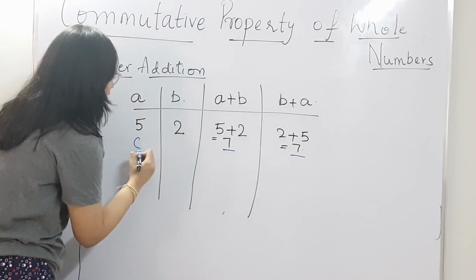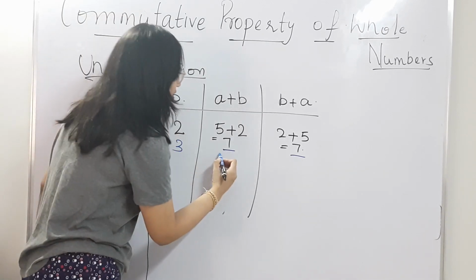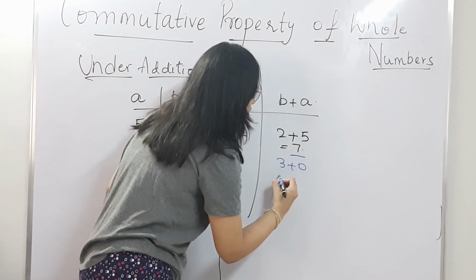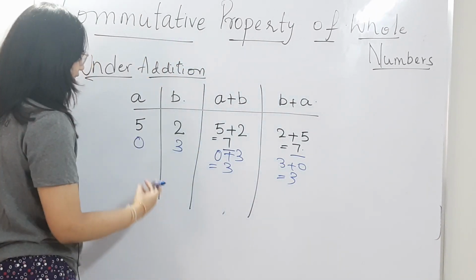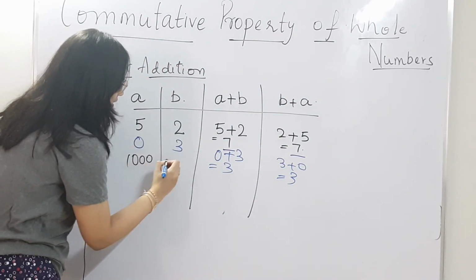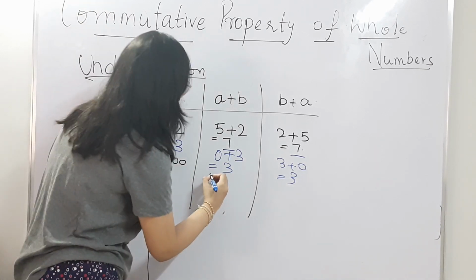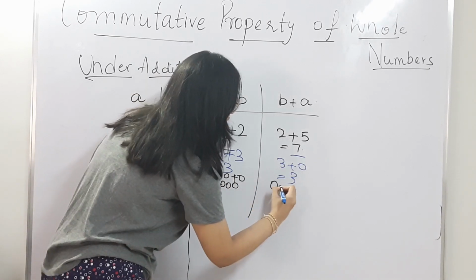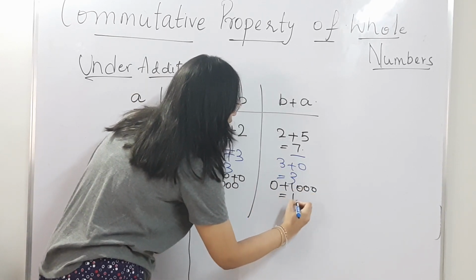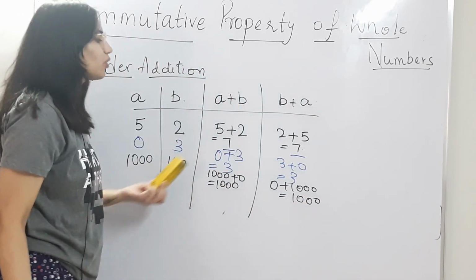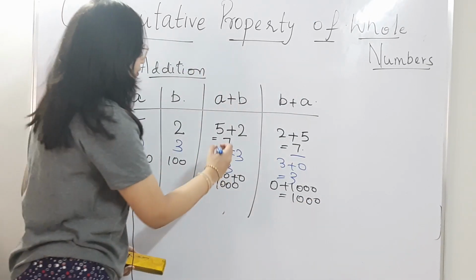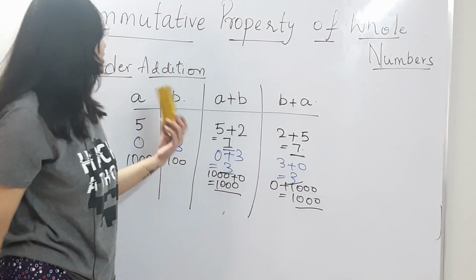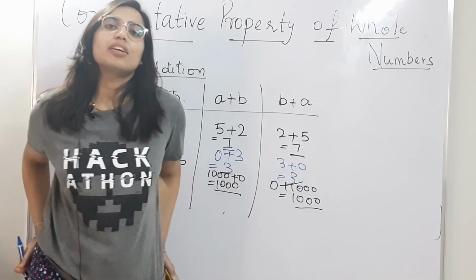Let's take 0 and 3. If we add 0 plus 3, we get 3. If we add 3 plus 0 also, we get 3. Right. Let's take one more example, 1000 and 0. If we add 1000 plus 0, we get 1000 only, right? If we add 0 plus 1000, we get 1000 only. So no matter what the order of the elements is, we get the same result in the end. So that is nothing but commutative property of addition.